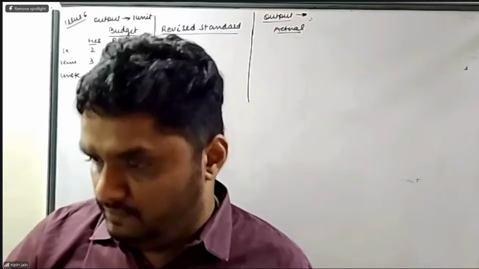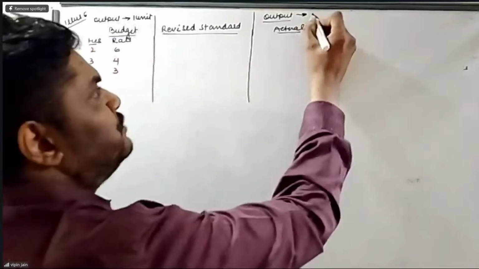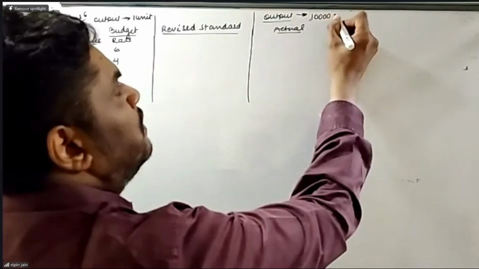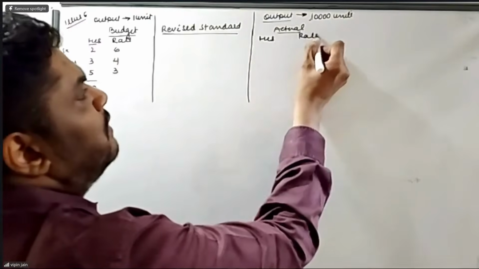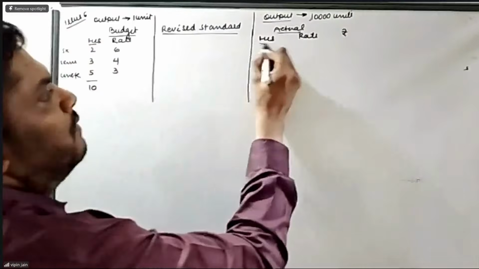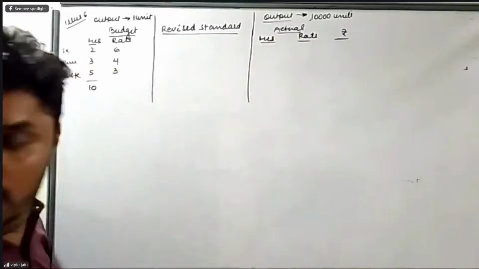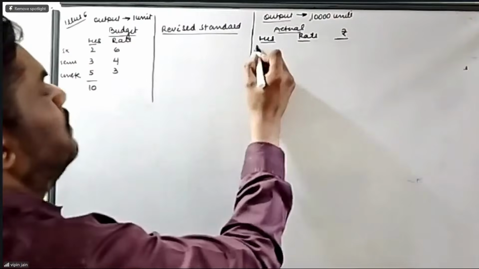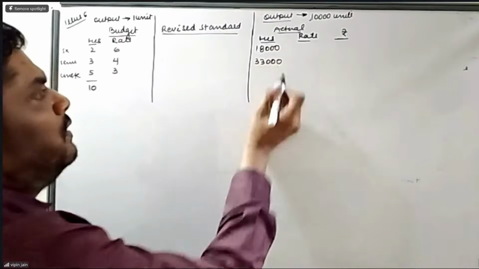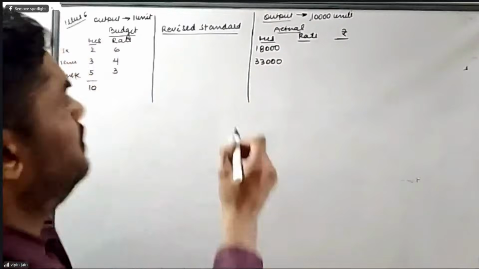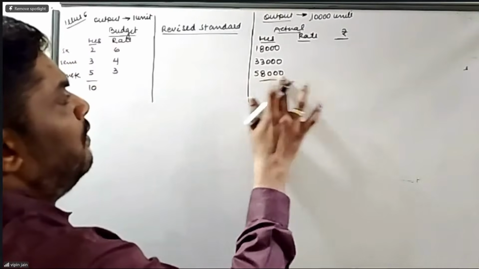Now, in the month of January, a total of 10,000 units were produced. Following are the details. What is the actual output? 10,000 units, sir. And how many hours were contributed by each labor? 18,000 hours by skilled labor, 33,000 by semi-skilled, and 58,000 hours by unskilled workers. Okay, hold on.